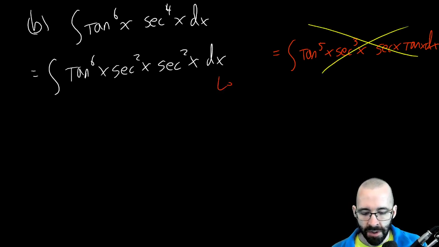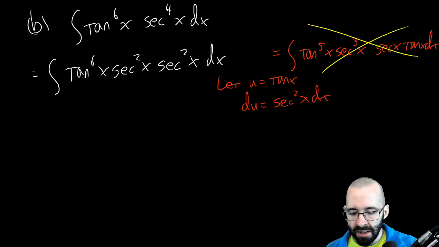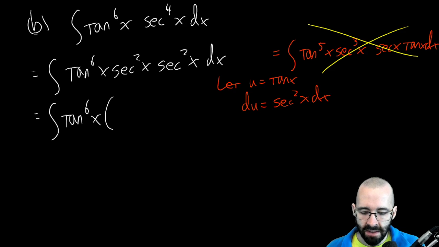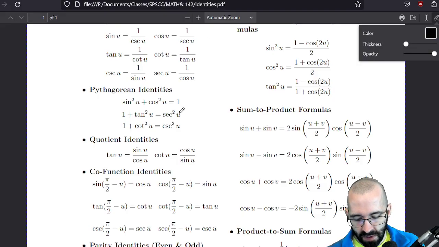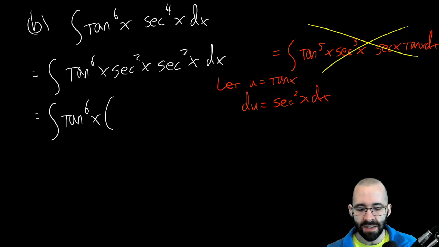So let's let u be tangent of x. So du is secant squared of x dx. So let's rewrite this first secant squared before we do the u substitution. Tangent to the 6th of x. Well, what is secant squared? Oh, we know that secant squared is 1 plus tangent squared.